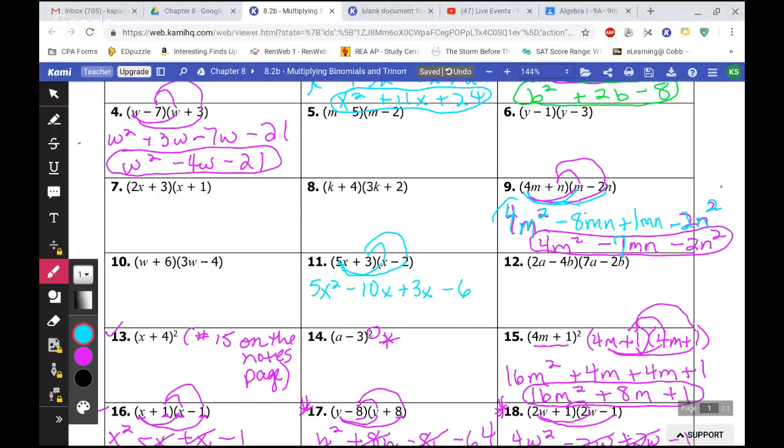And now we're down to the combining. As long as we've done FOIL correctly, the only terms that really can be combined should be the middle terms. And that, in fact, is correct here. So we've got 5x squared. And when you combine a negative 10x and a positive 3x, you're just combining the coefficients. So negative 10 plus 3 is a negative 7x minus 6. So that's your final answer for that one.